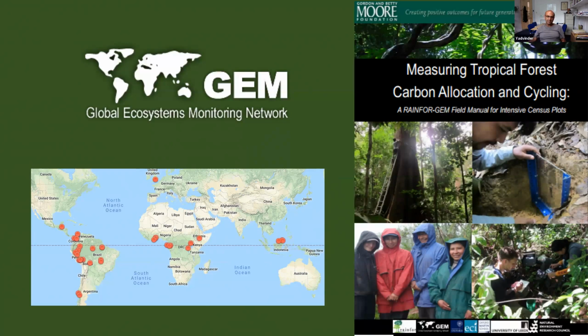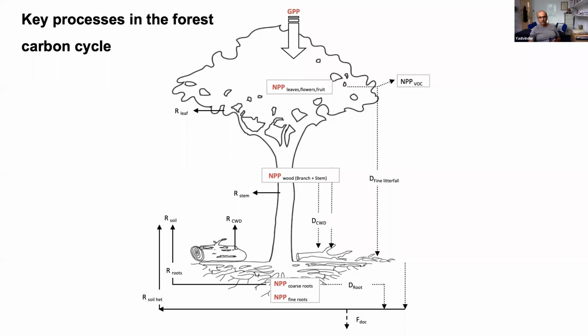So over the last decade, we have set up something called the GEM network, the Global Ecosystems Monitoring Network, that is trying to describe ecosystem ecology at a range of sites across the tropics in particular. And we've developed a protocol and methodology that's available in this manual, that's available online, and anyone is welcome to download and replicate some of these protocols. And before I go into some of our results, I'll outline some of the key processes in the forest carbon cycle as the primary production level of ecosystems that we try and describe.